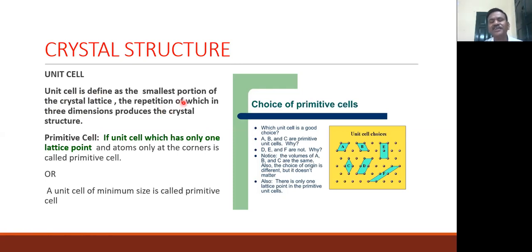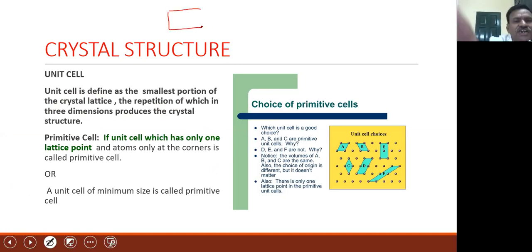By repeating that, you get one entire crystal structure here. Okay, students, this is one unit cell. I'll write it like this. This is one unit cell, or else I can represent it like this. It is one unit cell.